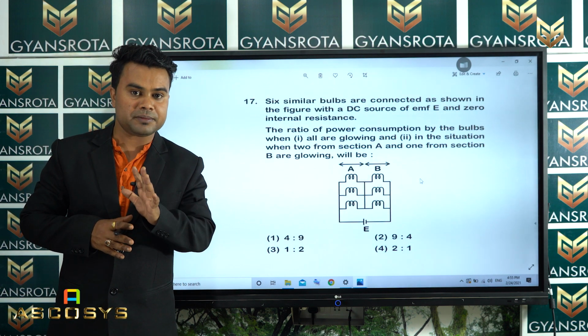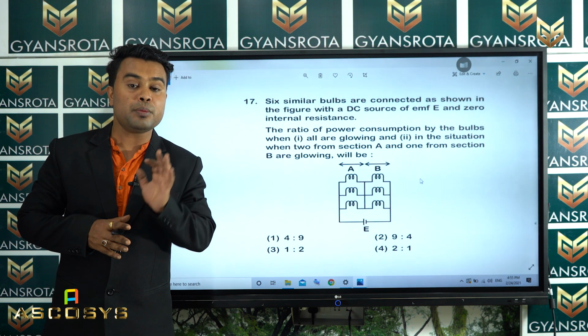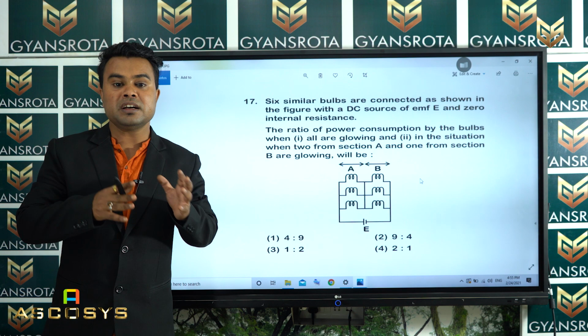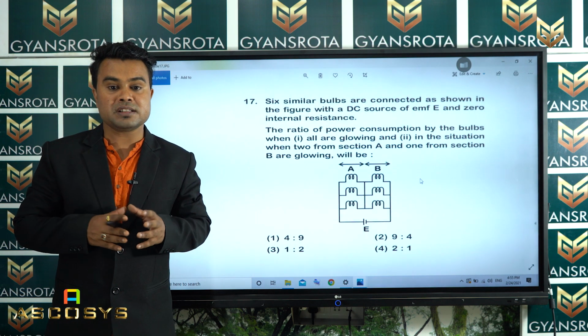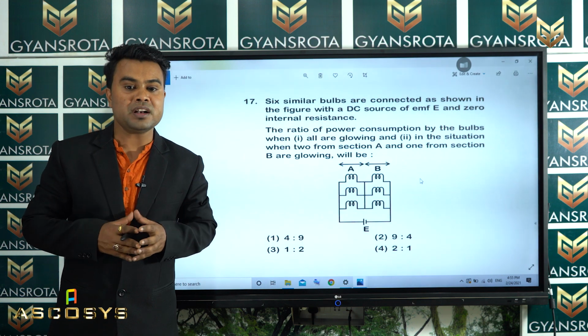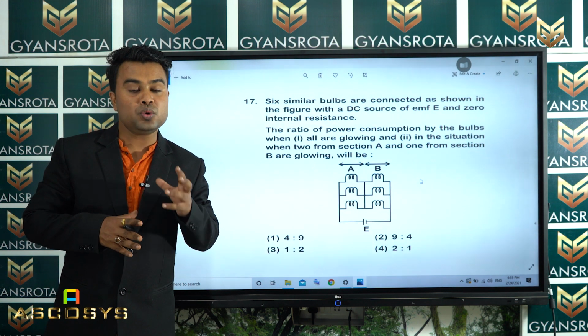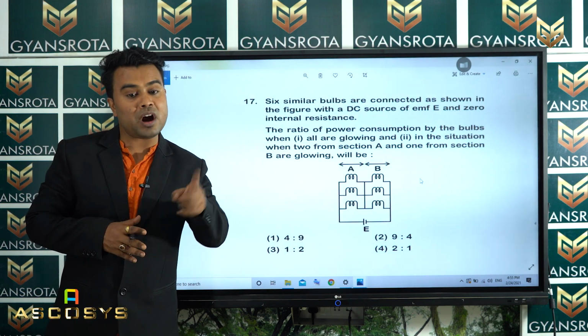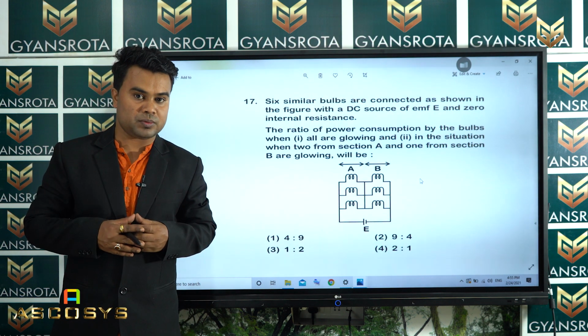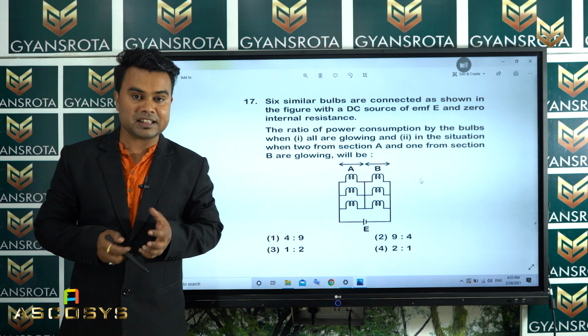First of all, remember that similar bulbs mean the bulb resistance will be the same for each of them. We need to first calculate the power consumption by the bulbs when all of them are glowing, and second, we have to calculate when 2 from section A are glowing and 1 from section B is glowing, and then we can take the ratio of this. So let us find the answer.